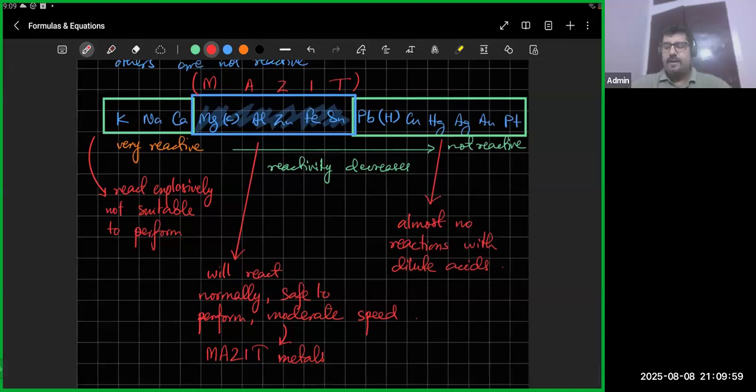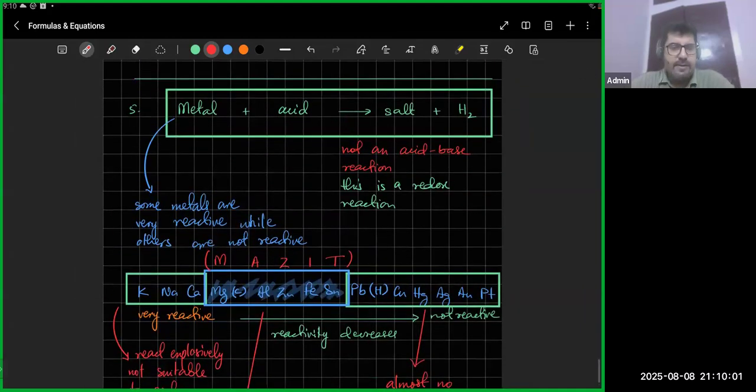So again, metal plus acid gives salt plus H2. There's this additional stuff that you have to remember: which metals are going to normally react. So is this clear? Before we make the equation, is the first part clear? Which metals are we talking about? Is that clear?